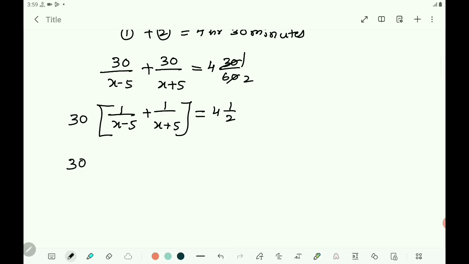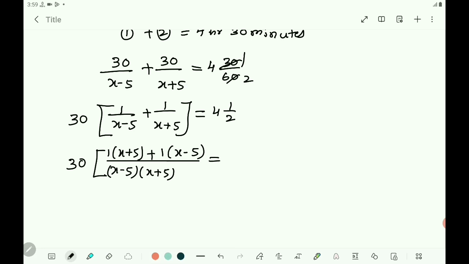Then here you take the LCM. LCM is the product of these two, x minus 5 into x plus 5. Then 1 into x plus 5 plus 1 into x minus 5 equals 4 2s are 8, 8 plus 1 is 9, 9 by 2.